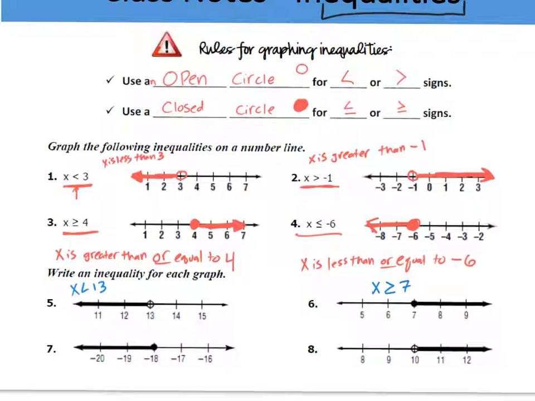Problem number 7. It looks like everything is less than -18, and that it is less than or equal to because there's a solid dot right there. So x is less than or equal to -18 for number 7. And last but not least, number 8. 10 is an open circle, so it's going to be a strict inequality. It happens at 10, and we've shaded everything bigger than 10, so x is greater than 10.